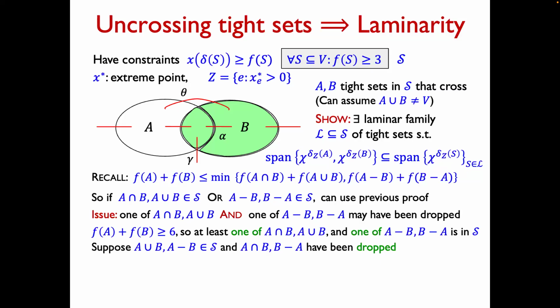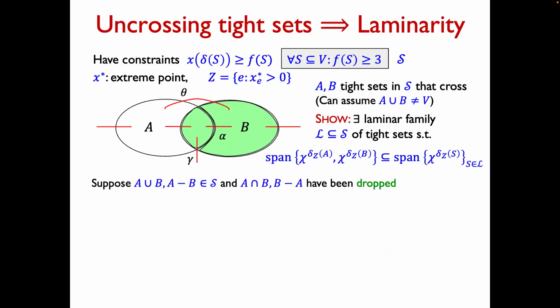So again, where we are now is that from A intersect B and A union B, A union B is in my collection and A intersect B has been dropped. From A minus B and B minus A, A minus B is in my collection, and B minus A has been dropped.